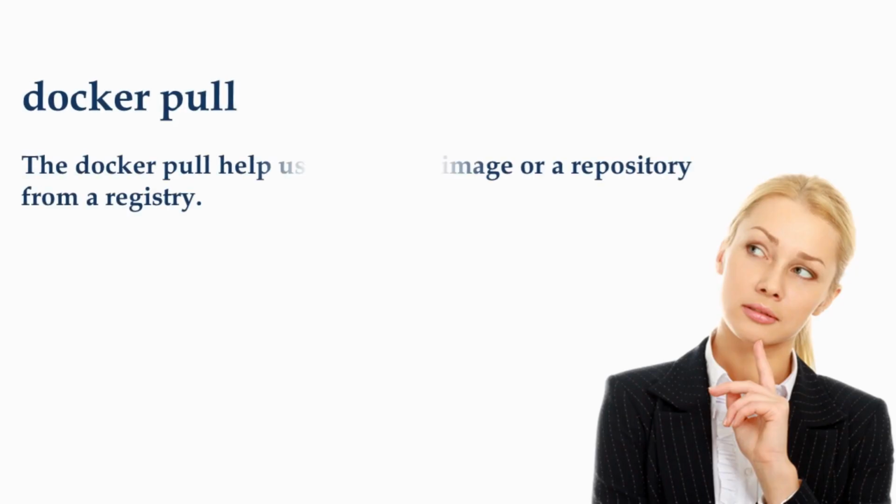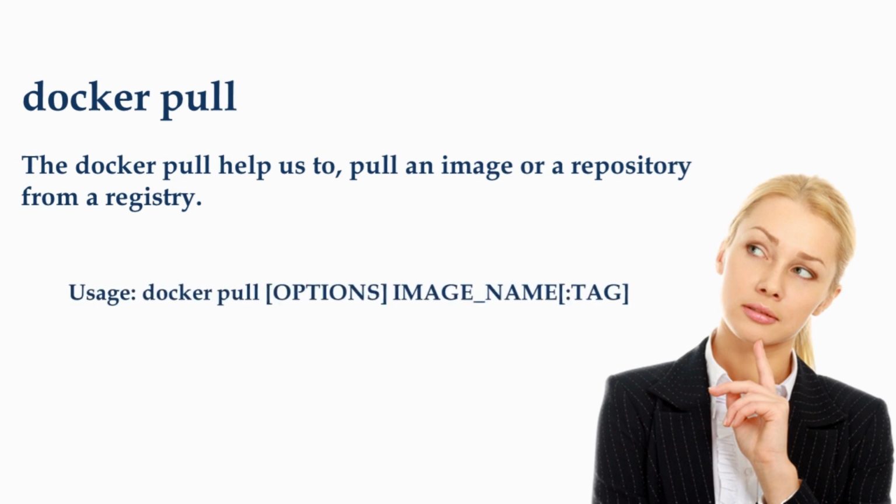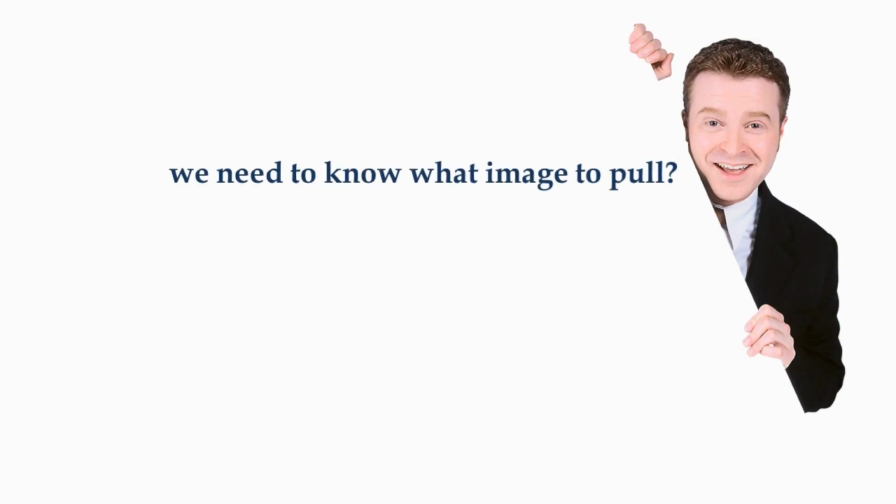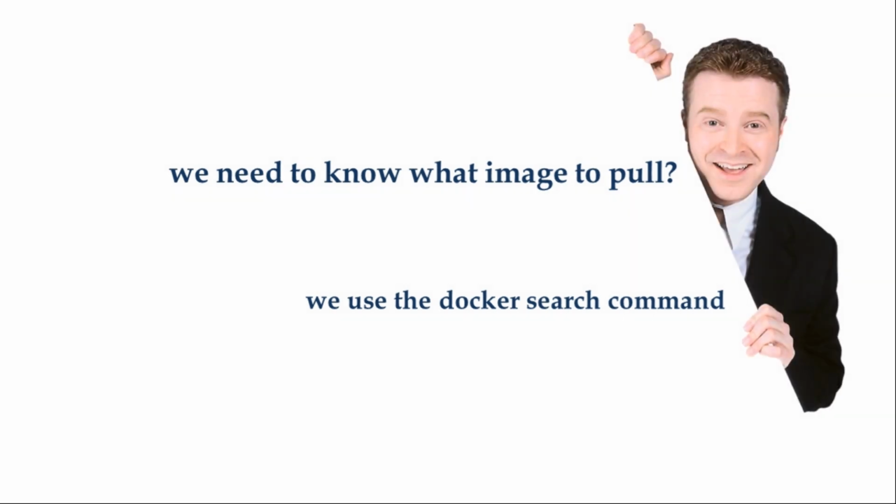The docker pull command helps us to pull an image or a repository from a registry. Usage: docker pull options image name tag. When using the docker pull command, we need to know what image to pull. So first we use the docker search command to find out which is the correct image name.